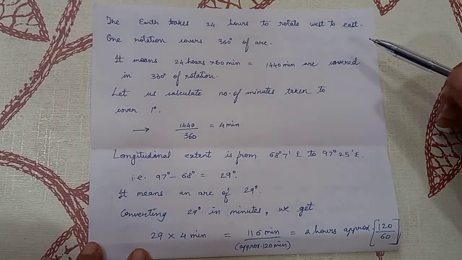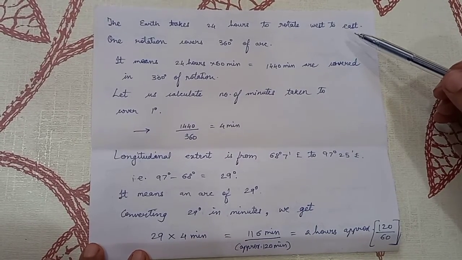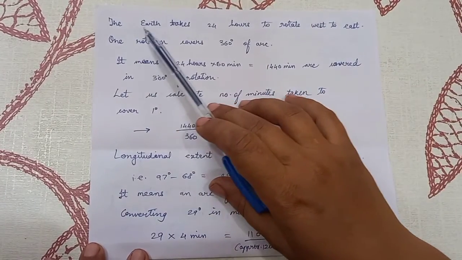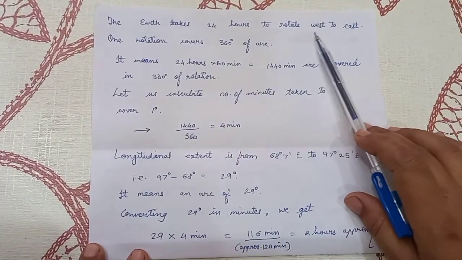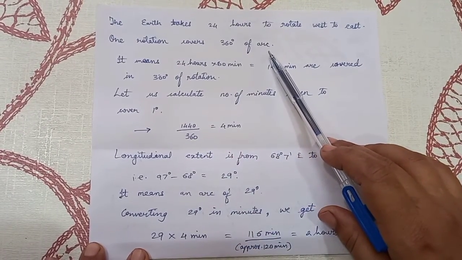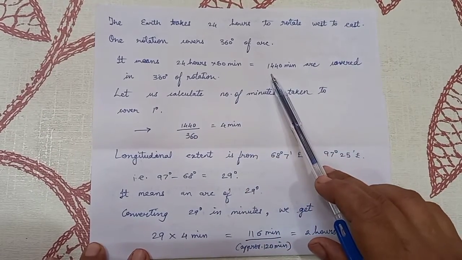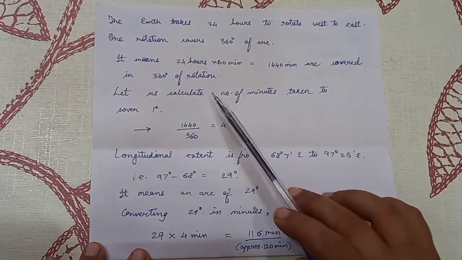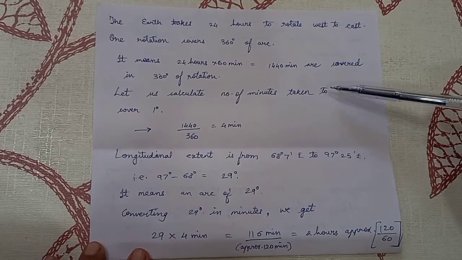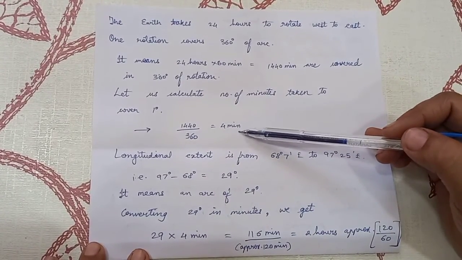Now let us see how there is a lag of 2 hours between Gujarat in the west and Arunachal Pradesh in the east. Now we all know the earth takes 24 hours to rotate west to east. One rotation covers 360 degrees of arc. It means 24 hours into 60 minutes, that is 1440 minutes, are covered in 360 degrees of rotation. Let us calculate the number of minutes taken to cover 1 degree. It comes up to 4 minutes.